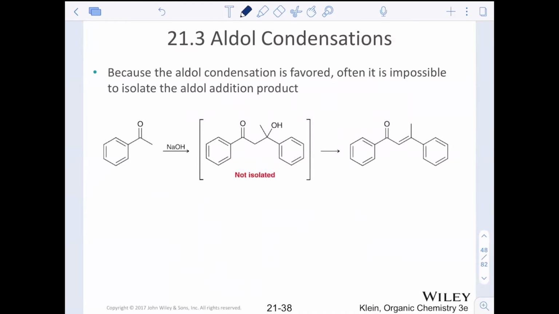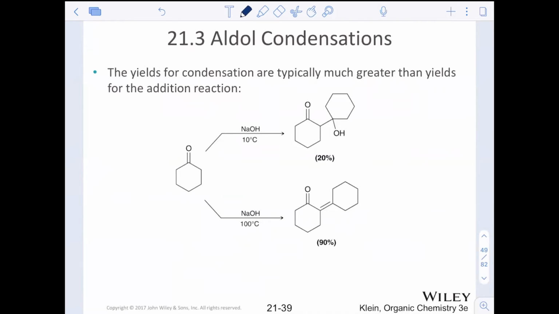Because the aldol condensation is favored, it's often impossible to isolate the aldol addition product. Really, the only way we would even want to think about forming only the aldol addition product is at ultra low temperatures. So at 10 degrees Celsius, we can get 20% product. We probably don't ever want to do that. I hope at this point in your academic and organic chemistry career, you're looking at 20% as, that's probably not good. So typically we usually only do aldol condensation reactions at high temperatures. We get much better yields.